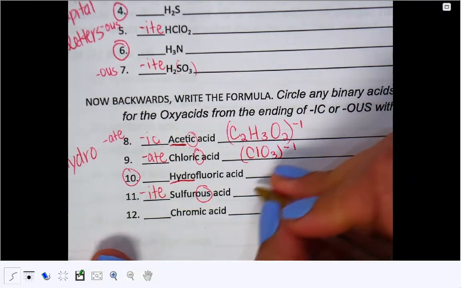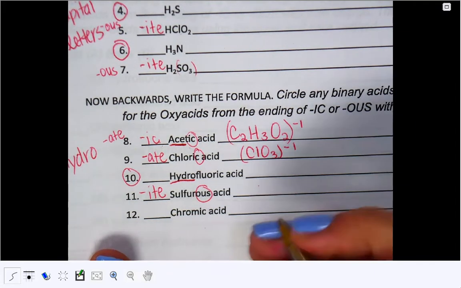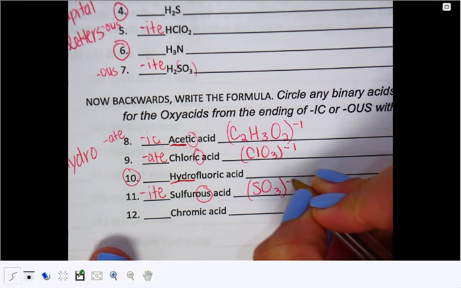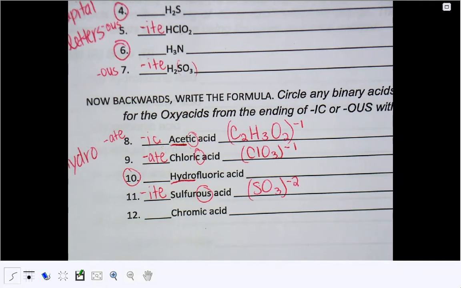All right, so sulfite. We're going to have SO3 with a -2 charge, okay? And put those charges there. That way when you go to crisscross, you're ready to cross that one, drop and cross, okay?